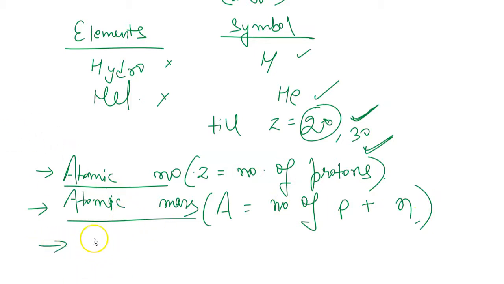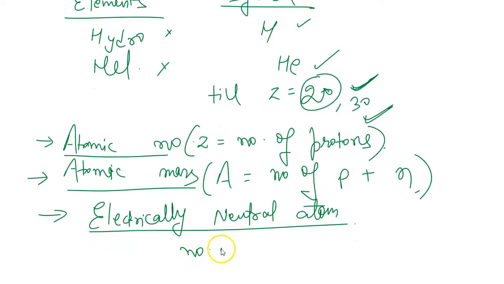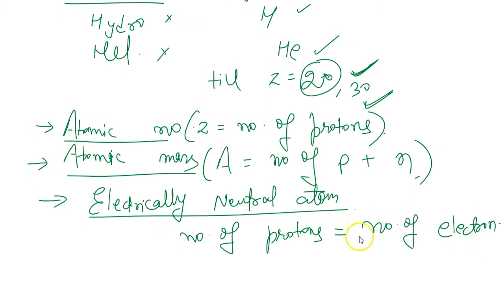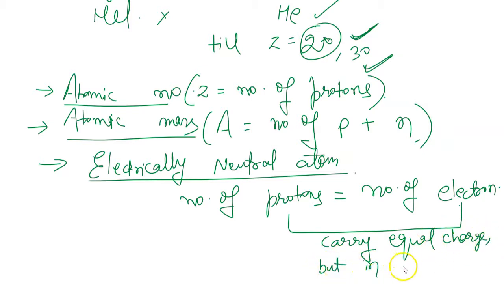If we also talk about an electrically neutral atom, then for an electrically neutral atom the number of protons is equal to the number of electrons, and it is to be noted that protons and electrons carry equal charge. Only thing is that they are opposite in nature, so they carry equal charge, but they are opposite in nature. Let us try to remember this as well.